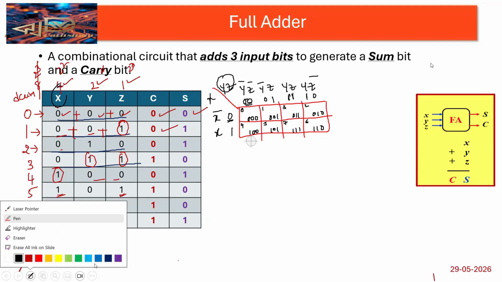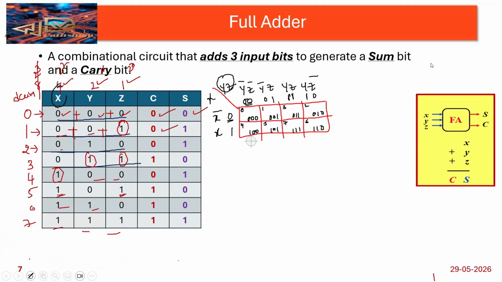Then tell me what the sum output is, where you are getting the value here. In the sum output, at 0 position I got 0, at 1 position I got 1, at 2 position I got 1, and at 3 position I got 0. Then at fourth position I got 1, and at fifth position I got 0.